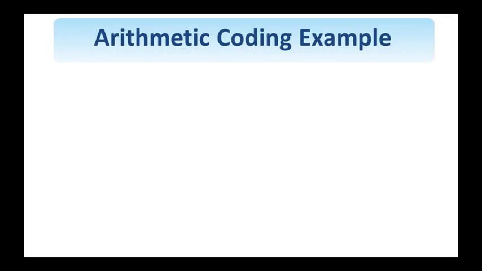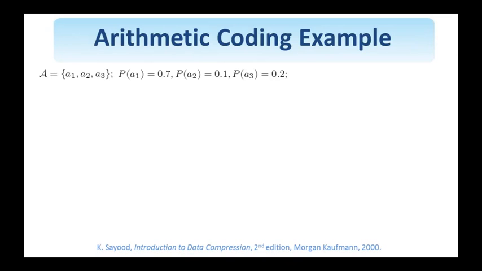Let us now look at a simple example of tag generation. We're given a source with this alphabet, and here are the associated probabilities of the symbols. Based on what I just discussed in the previous slide, through the assignment of a random variable, we can find the cumulative distribution function of that random variable. And we have that F(x1) equals P(A1), F(x2) equals P(A1) plus P(A2) equals 0.8, and F(x3) equals 1.